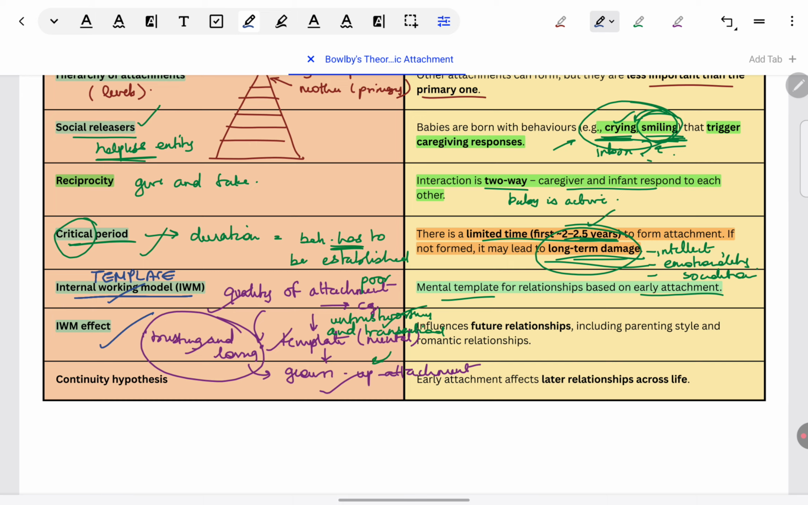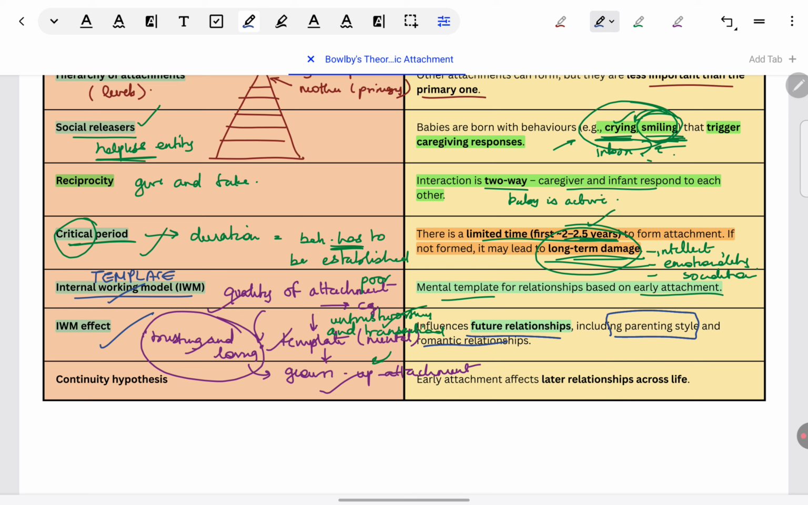As such, I've already explained to you, but let's see formally how it's written. It influences future relationships, like the examples I gave you of romantic attachment. In fact, it can also influence parenting style.